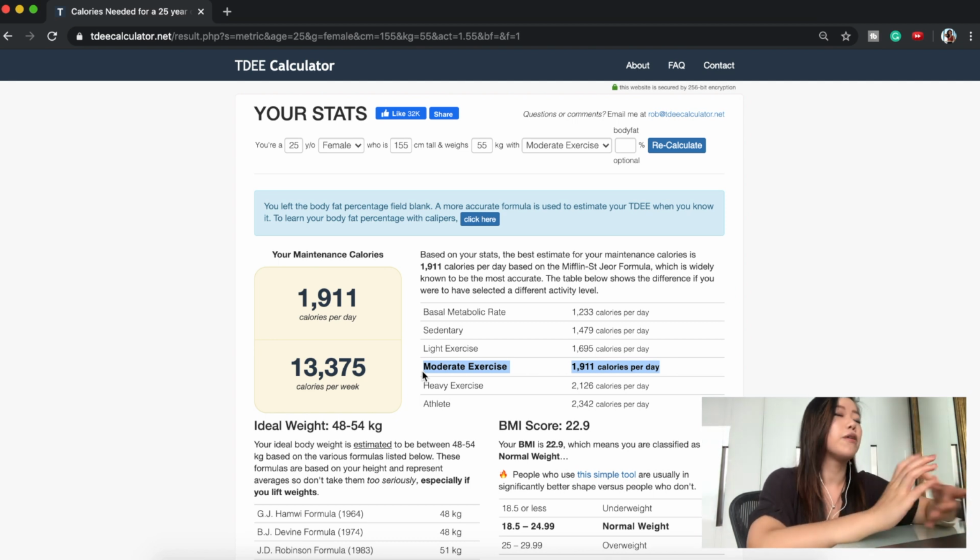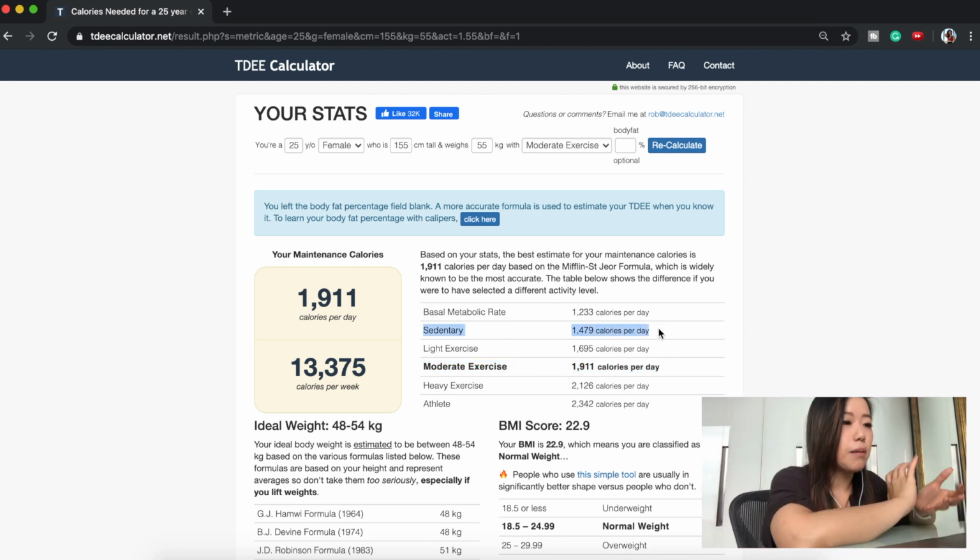Now, some of you might say that that is not possible for you due to different reasons. Maybe you have physical limitations or other limitations that prohibit you from exercising to that extent, and you have no choice but to lead a pretty sedentary lifestyle. Now, if that is the case for you, then I would suggest you still eat at BMR and do not go below that. In this case, my TDEE is 1479 and my BMR is 1233.